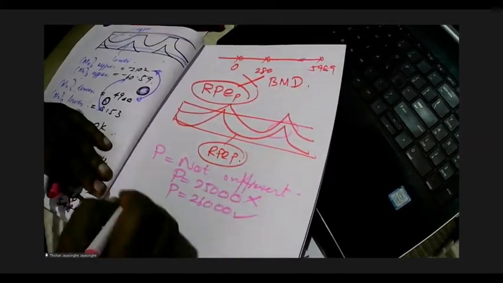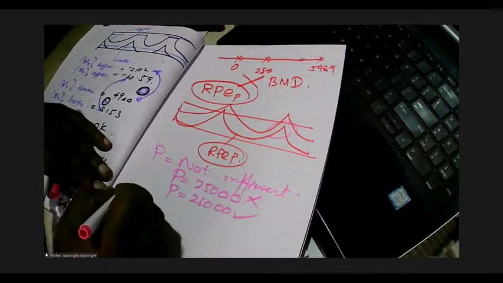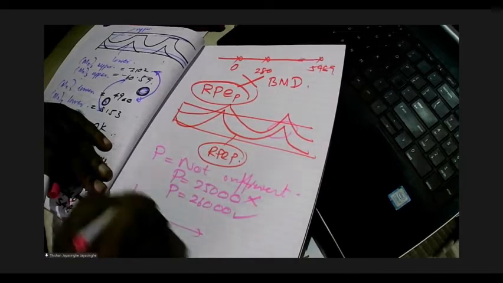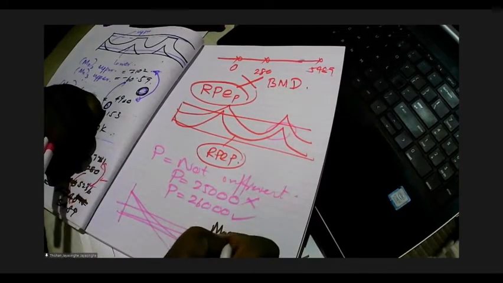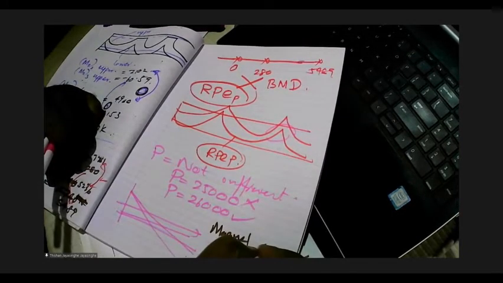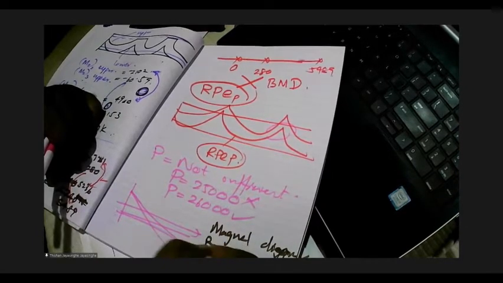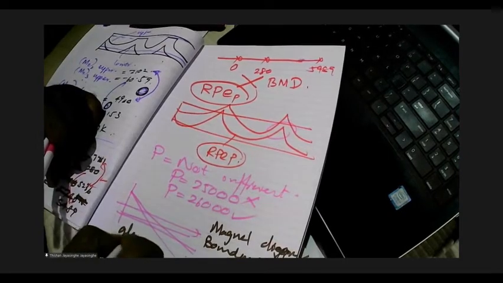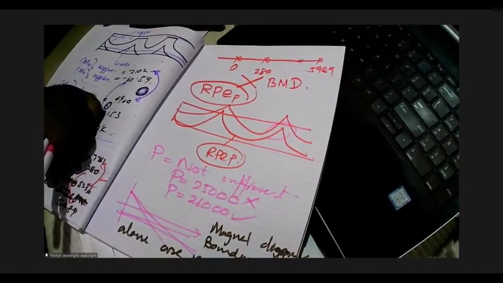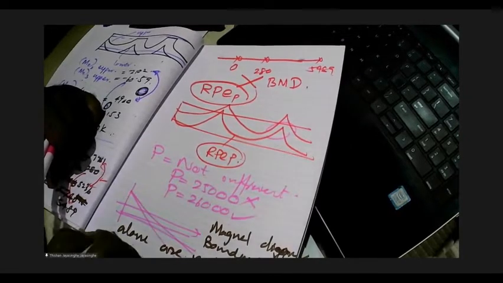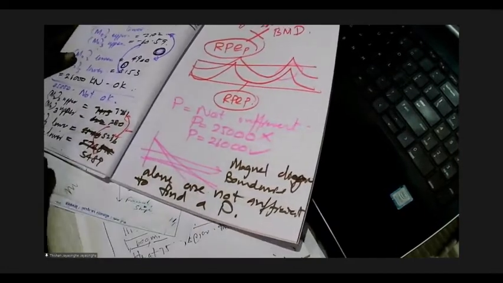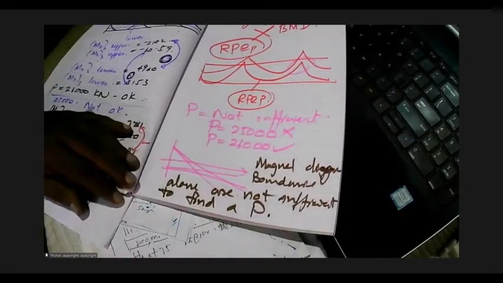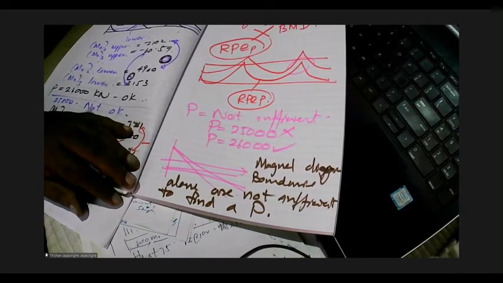So what this means is diagonal diagram boundaries alone are not sufficient to find a P. Diagonal diagram boundaries alone are not sufficient to find a value of P. Even when the diagonal diagram is okay, P is not okay. So if you look at, I'll share the screen.